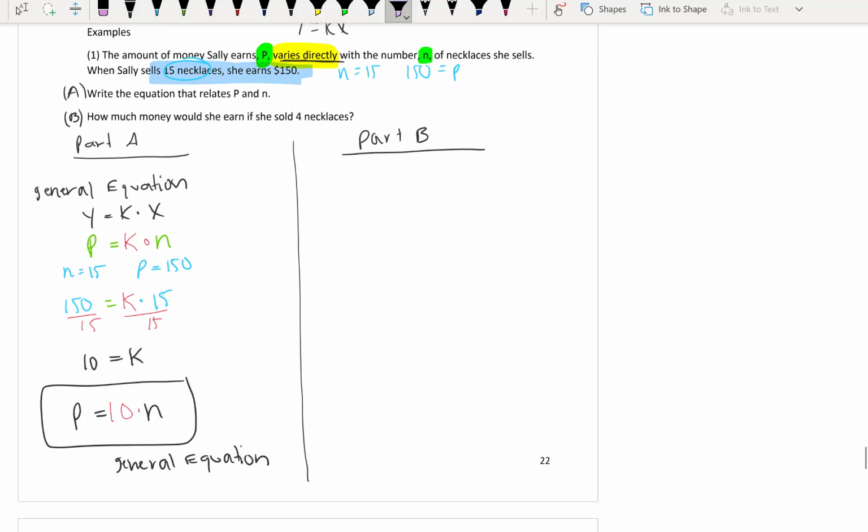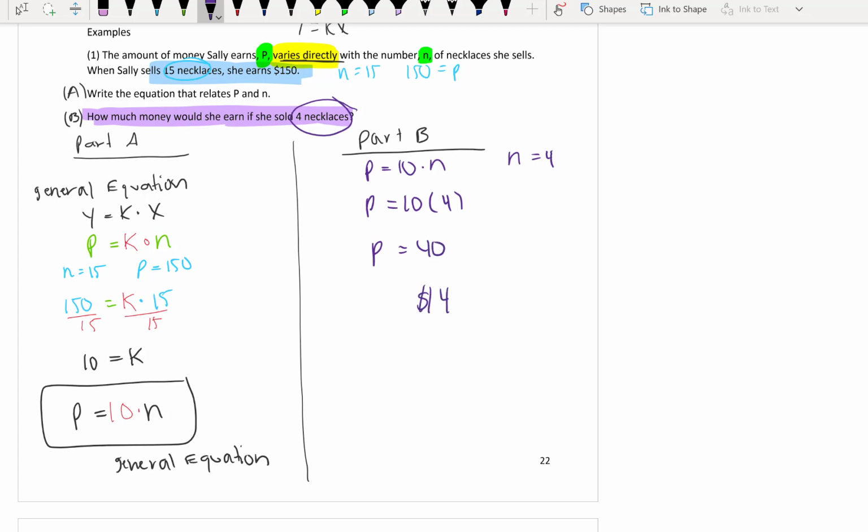Now for part B, it asks how much money she would earn if she sold 4 necklaces. You know that P is equal to 10 times my N value, and here N is equal to 4. So P is equal to 10 times 4, so P is equal to 40. Your amount is going to be $40. So for every 4 necklaces that she sells, she earns $40.